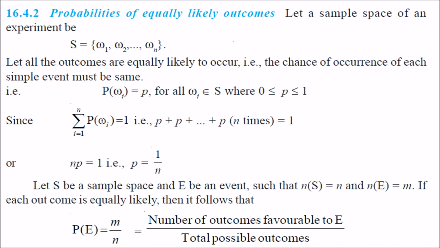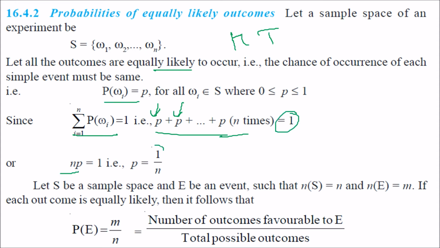So what is the probability of equally likely outcomes? Say you have an event like H and T, you cannot tell. You have 50-50% probability that H can come or T can come if you toss a fair coin. If you combine these, because they are equally likely, each will have probability P, and there are N of them. So if you combine them, this will be NP and this is equal to 1. So P will be equal to 1 by N.